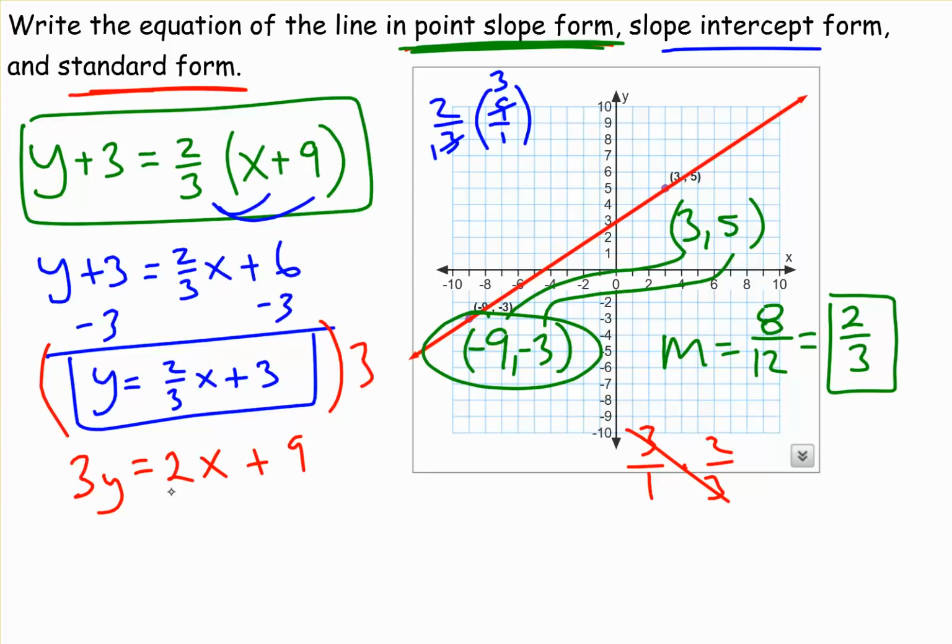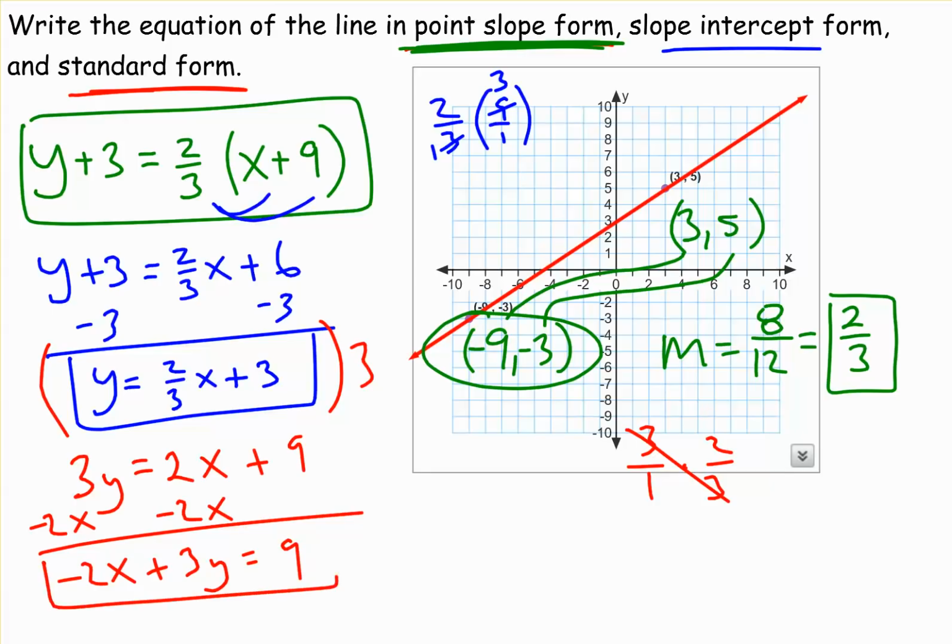Now we'll subtract 2x to get our x and y on the same side. And we'll get negative 2x plus 3y equals 9. There's standard form. Now we could multiply that by negative 1, and so we'd get 2x minus 3y equals negative 9. So you might see it like that as well.